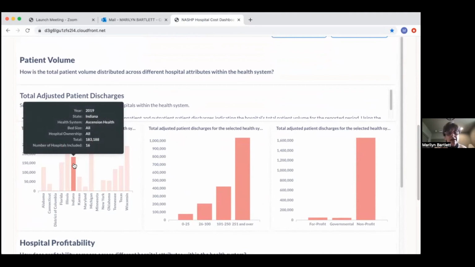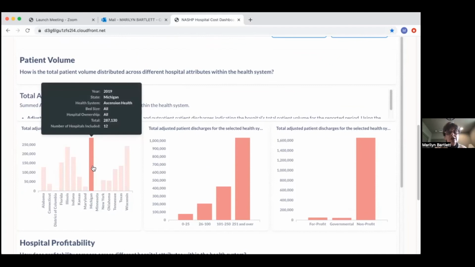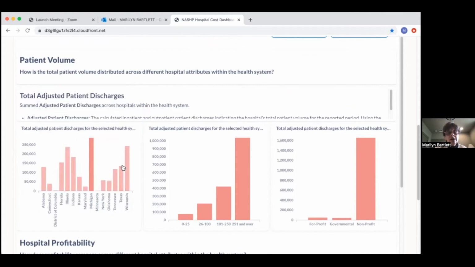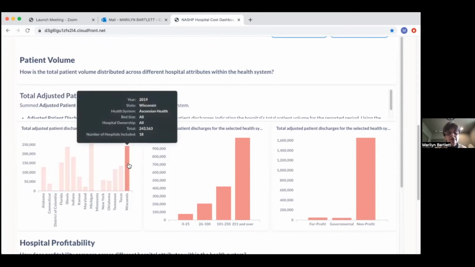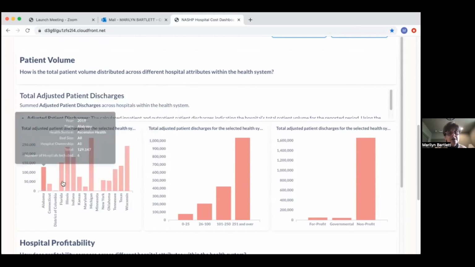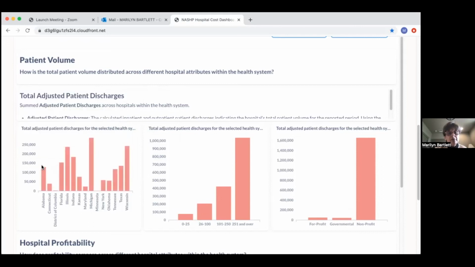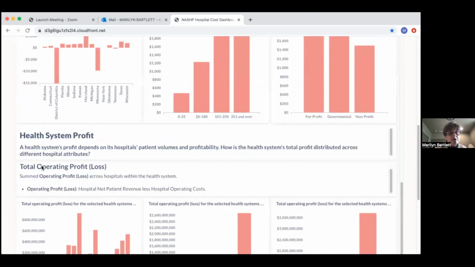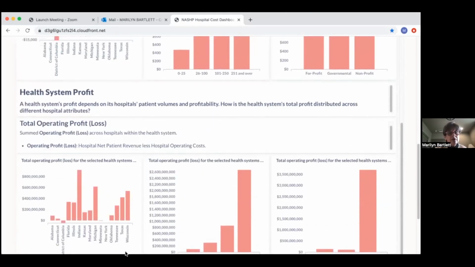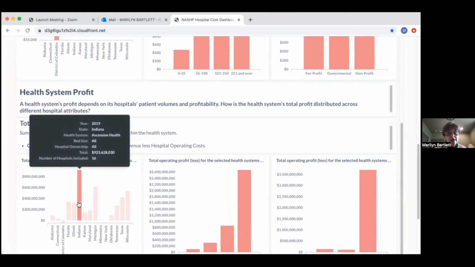183, 188, but you have Michigan, much higher at 287, Wisconsin, a neighbor, and a few other states that they operate in. But I want you to keep focus on Indiana because they're a little bit above the middle of the pack here. But if we scroll down to the operating profit or loss per state, Indiana's the highest at 923 million. So it doesn't have the most discharges, but it does have the most profit.